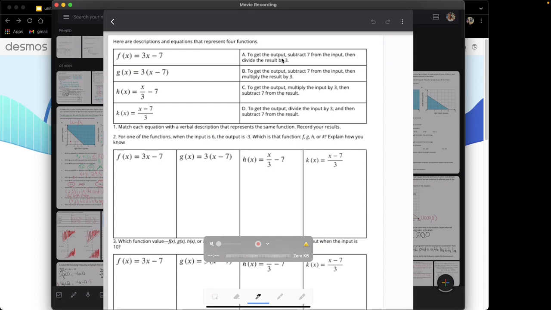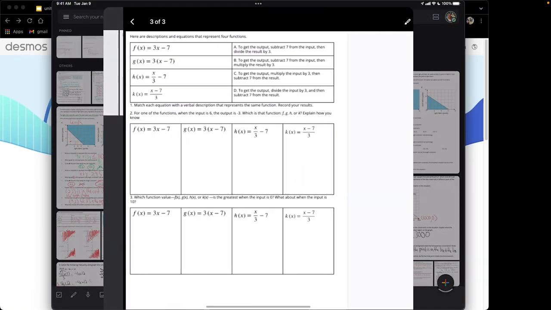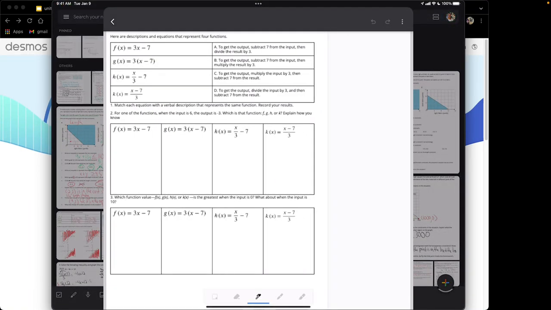So we have to do two things for A. We have to subtract 7 and then divide by 3. Which one of these does that? It looks like it's going to be function K. Subtract 7 from the input, then divide the result by 3. That's what this is saying. Subtract 7, then divide by 3. So A matches up with function K.